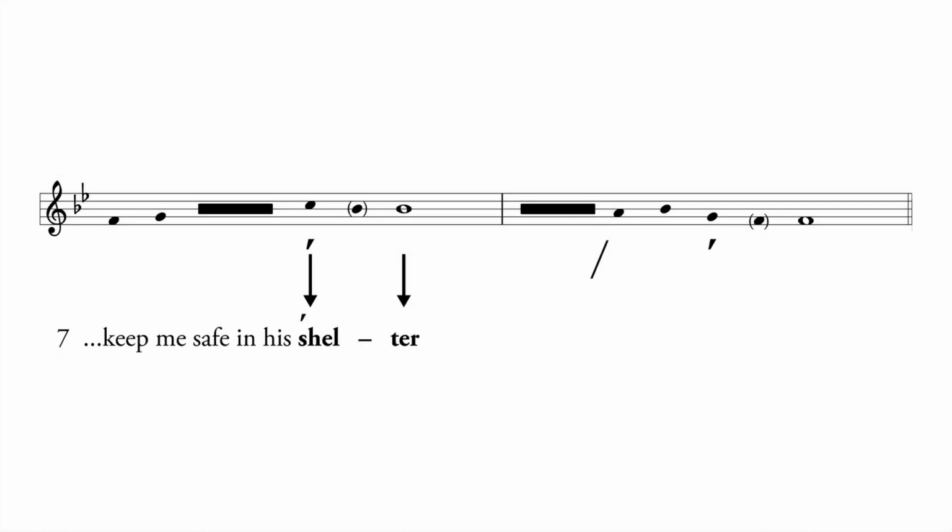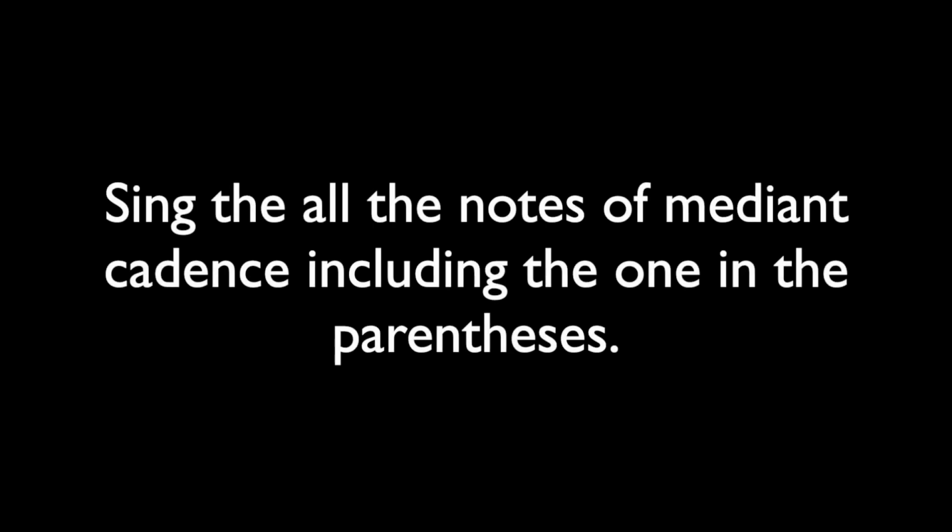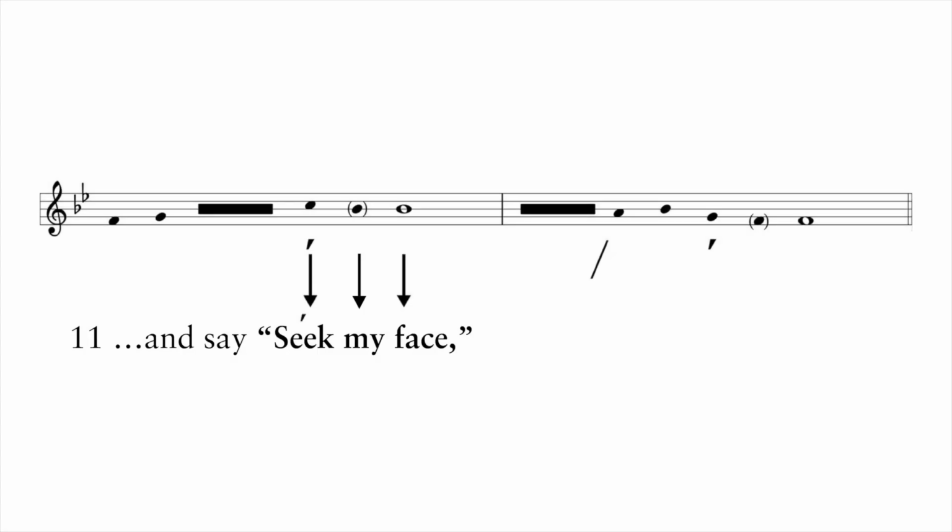The second possibility is that the first half of the verse ends with two syllables. In this case, you omit the note in parentheses in the mediant cadence, like in shelter in verse 7. For in the day of trouble he shall keep me safe in his shelter. Finally, the first half of the verse may end with three syllables. In that case, you sing all the notes of the mediant cadence, including the one in the parentheses, like in seek my face in verse 11. You speak in my heart and say, seek my face.